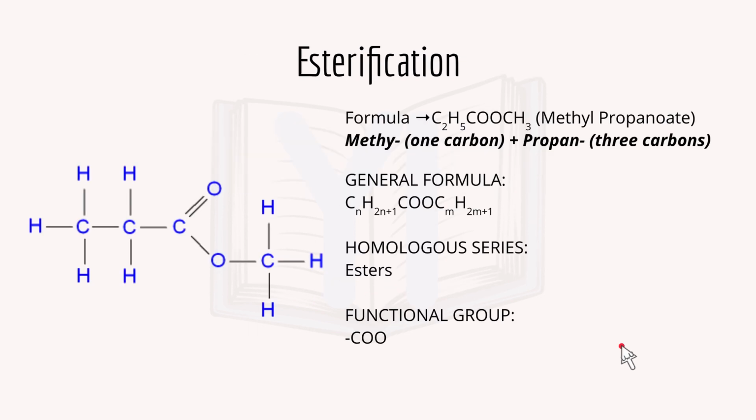Then we move on to esterification or making esters. So here's the formula for this one right here. We have C2H5COOCH3, which is methyl propanoate, and the general formula is CnH2n+1 COOCmH2m+1, and it's the homologous series of esters, and its functional group is COO.